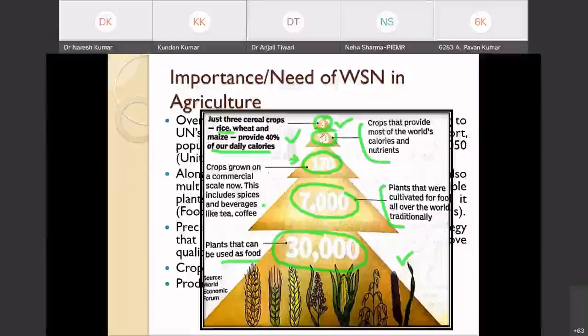As we discussed, the farmers should go through all these 30, and our botanists, or you can say agriculturalists, should also find out ways in which all the 30,000 plants that can be used as food can be given space with the farmers so that they can cultivate them, although maybe in the lab first and then on the actual farm.